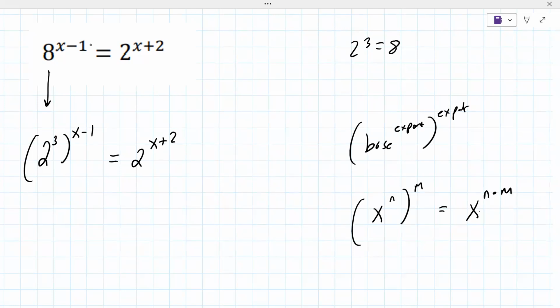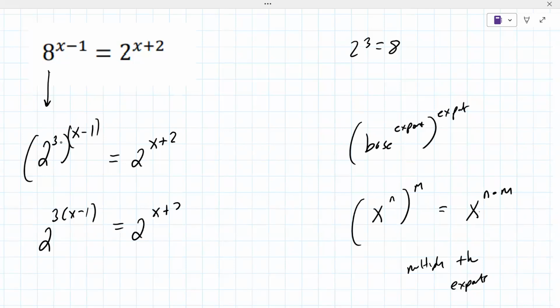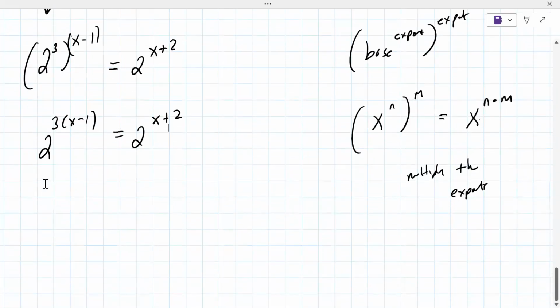No. So you multiply the exponents. So in this case, you're going to take that 3 and you're going to multiply it by x minus 1. So it's 2 to the 3 times x minus 1. And so now you can set the exponents equal. And this is definitely a problem you'd want to write down if you're taking notes.